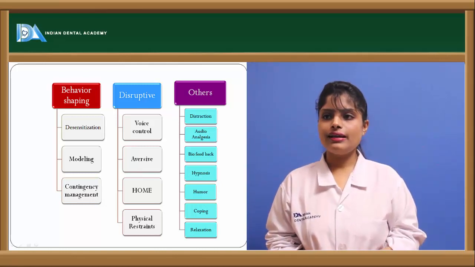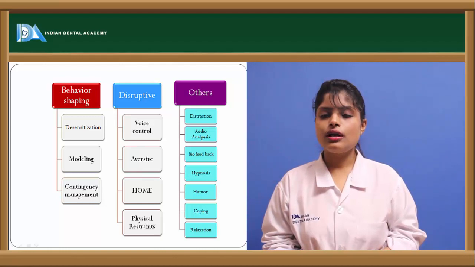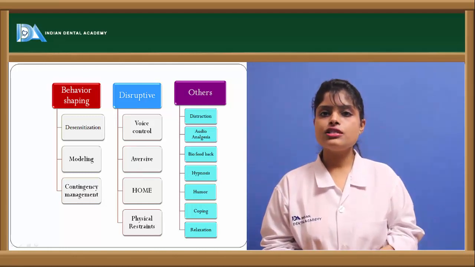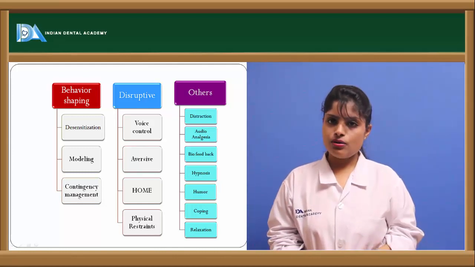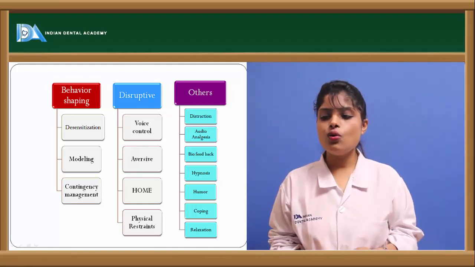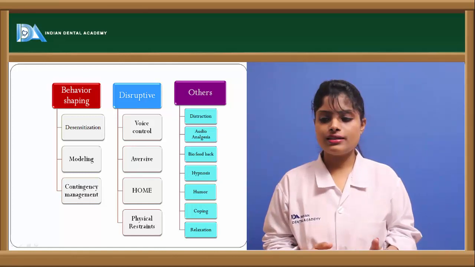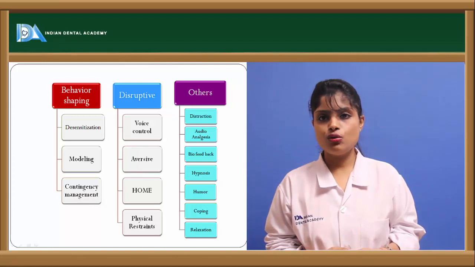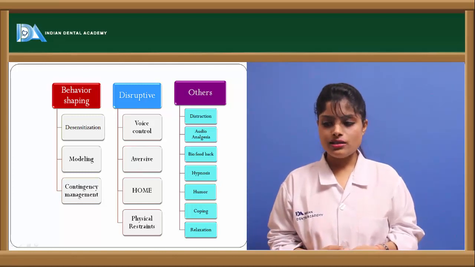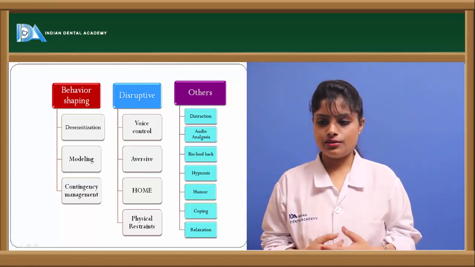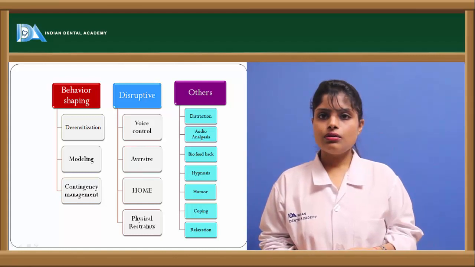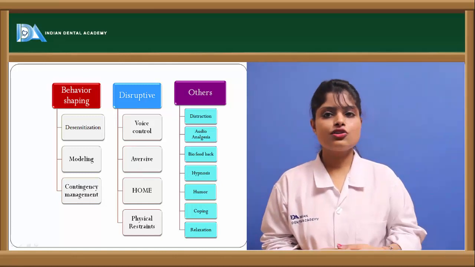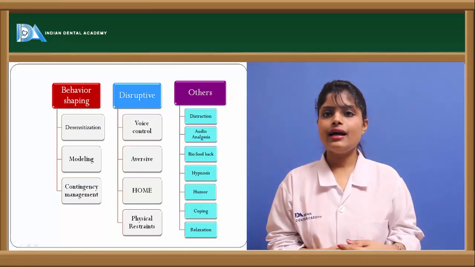Then comes, finally, relaxation and implosion therapy. Implosion is the flooding of fearful stimuli to the child so that the child has no other option but to face the stimuli. For example, various implosion therapies used are HOME, voice control, and physical restraints.